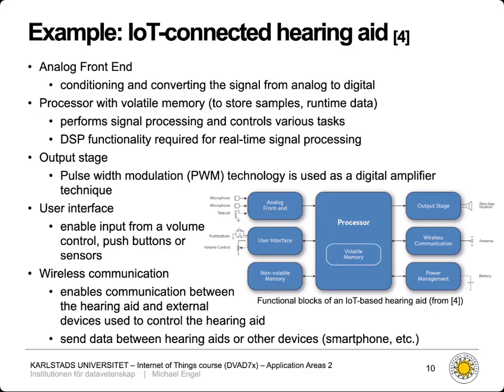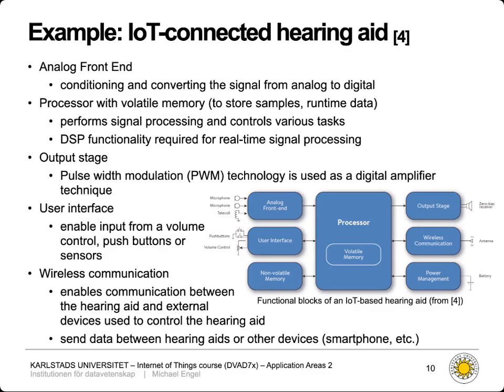So we need digital signal processing functionality in order to enable our hearing aid to perform real-time signal processing. Of course, you also have an output stage, which is what transmits to your ear. And here you usually use a technique called pulse width modulation as a digital signal synthesis and amplifier technique. Then you have some user interface.